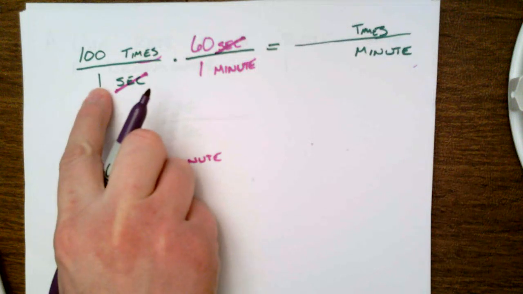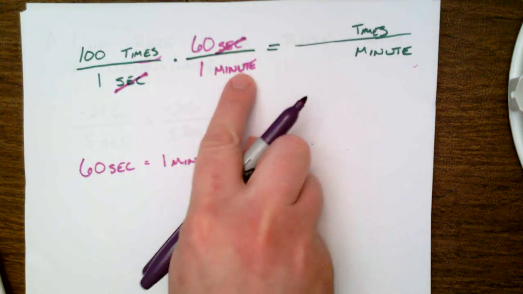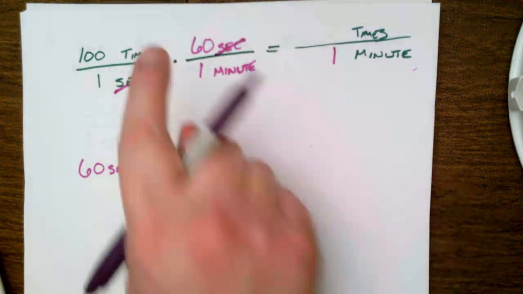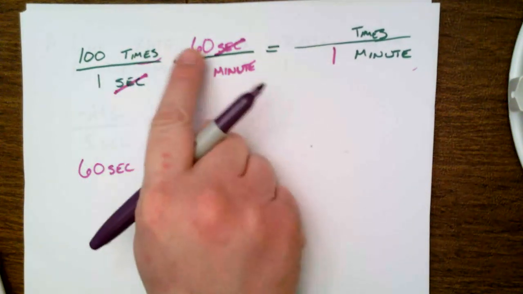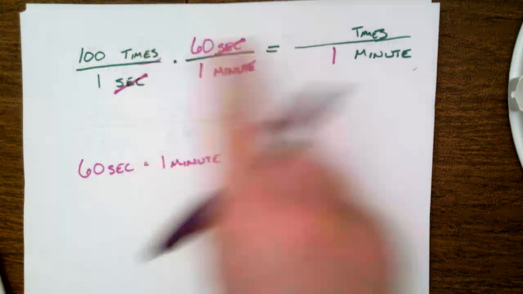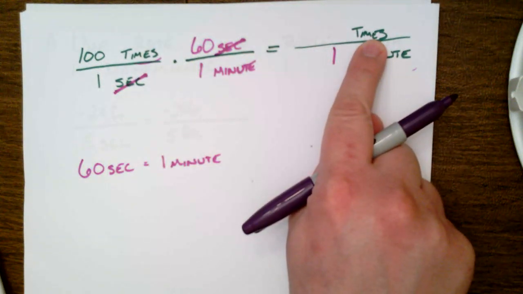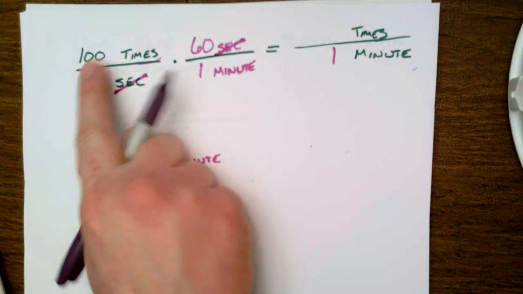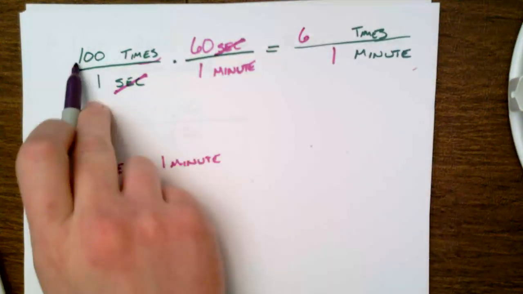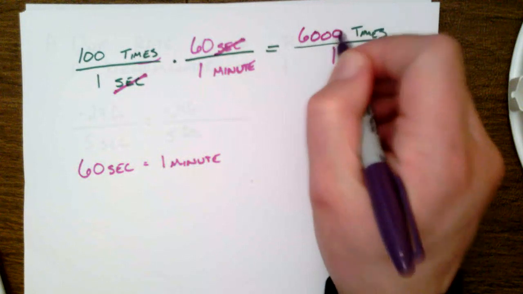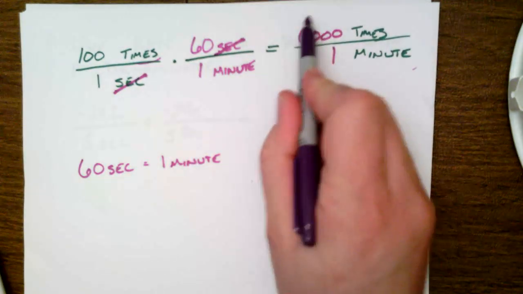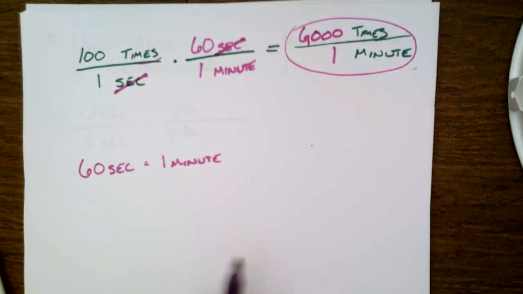I'm going to do the denominators first because that's easy. 1 times 1 minute, 1 minute, okay? And up here, I'm left with 100 times 60. The only unit I have left is times, so that's why it ended up over here. I'm going to multiply 100 times 60. Well, that's 1 times 6 with 1, 2, 3 zeros. And I know that lightning is going to strike 6,000 times per minute.